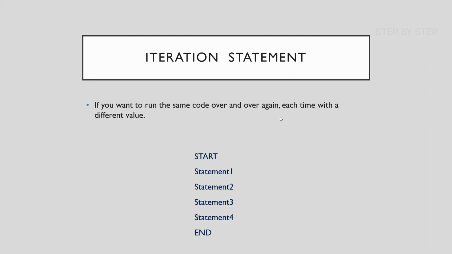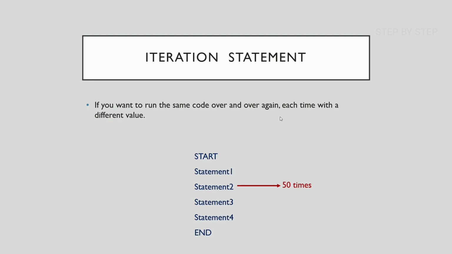Now here I am having one example. I am having statement 1, statement 2, statement 3 and statement 4. One by one, the code will be executed. But I want this statement 2 to be executed 50 times. So this statement 2, I cannot copy and paste 50 times. Our code will become lengthy and also it will not look good. Okay, in any situation, it will not look good.